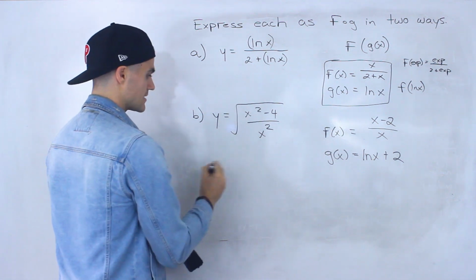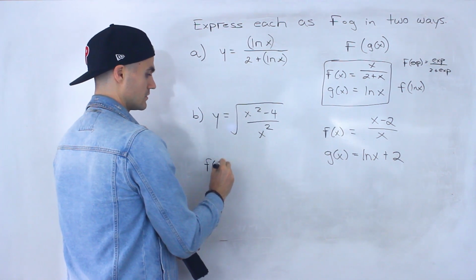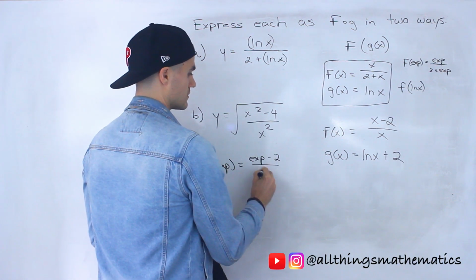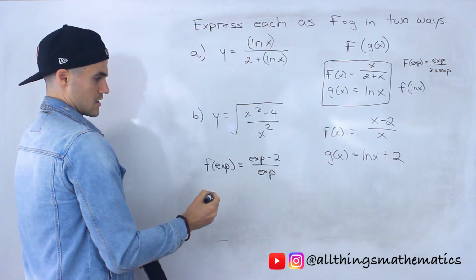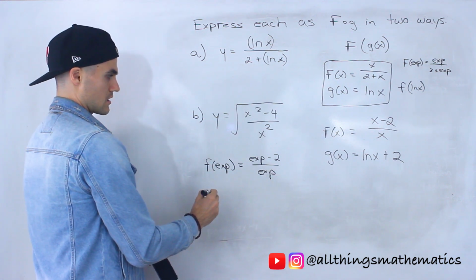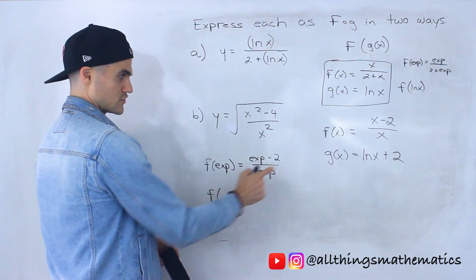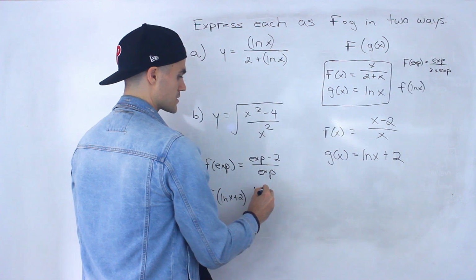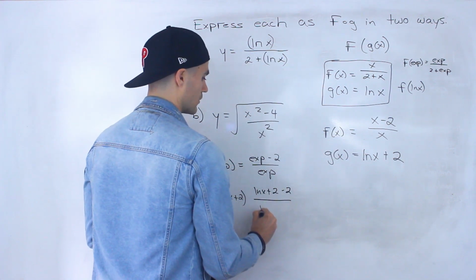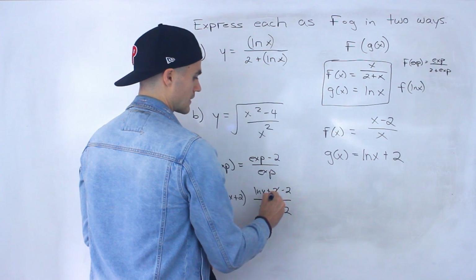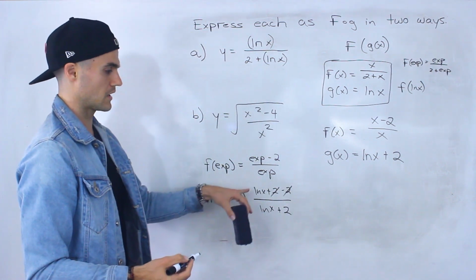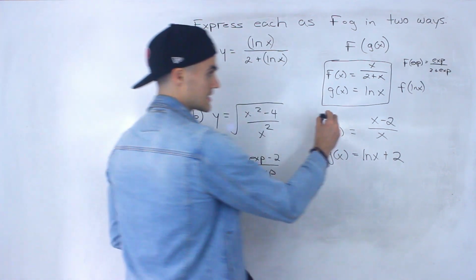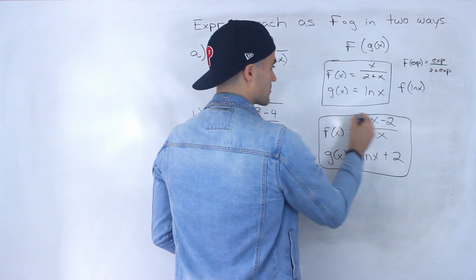So in this case, f of an expression would equal an expression minus 2 over an expression. Okay, so what we can do here is f of g of x, where the expression would be ln x plus 2. So we'd have ln x plus 2 minus 2 over ln x plus 2. And then these 2's would net out to 0, so we'd end up with ln x over ln x plus 2, which is what we're trying to do. So this is another way to express this.